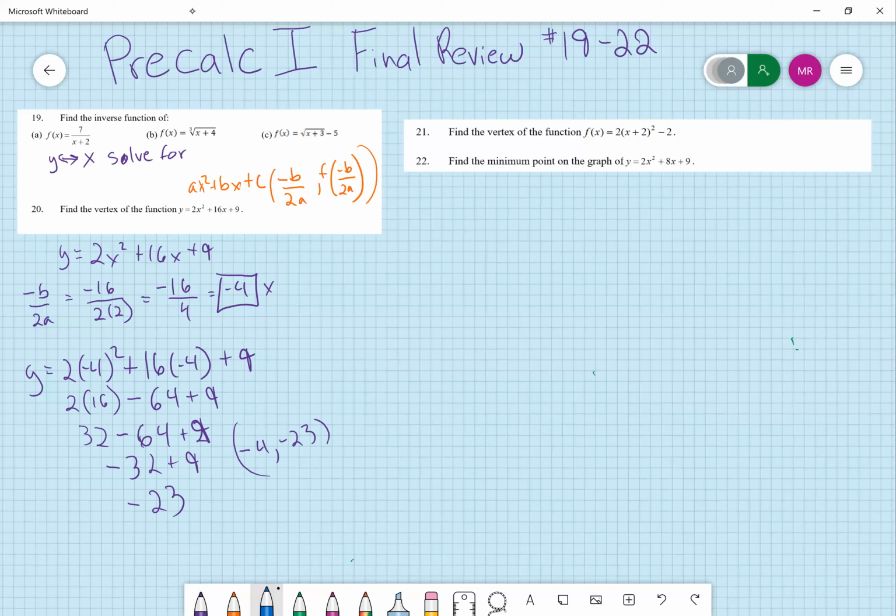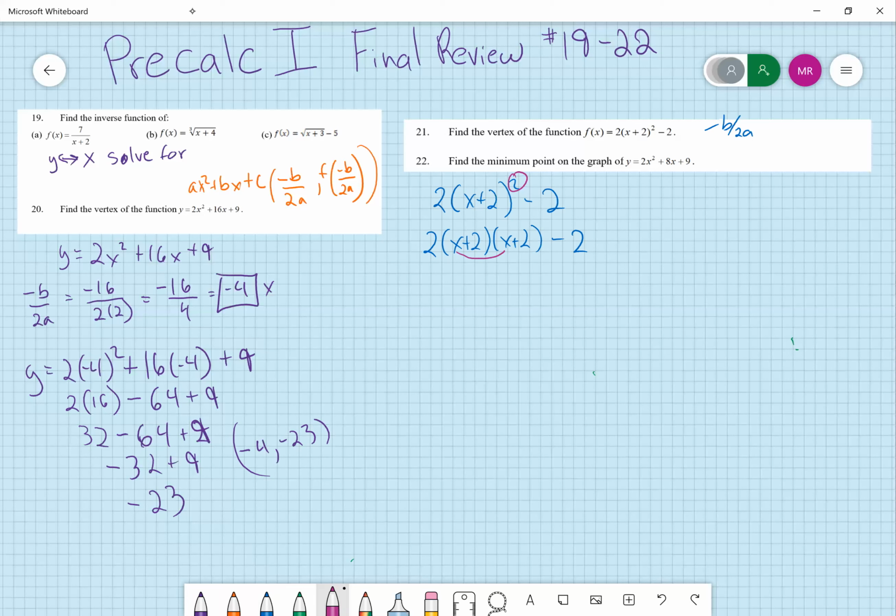Now for 21, I'm going to assume that they want you to go through the process of order of operations and use the same negative b over 2a to find the vertex. So let's go through this order of operations. We've got 2 parentheses x plus 2 all squared minus 2. It's crucial how we do the order of operations. So the first is the exponent, and that leaves us with 2 times x plus 2 times x plus 2 minus 2. I would advise FOILing at this point.